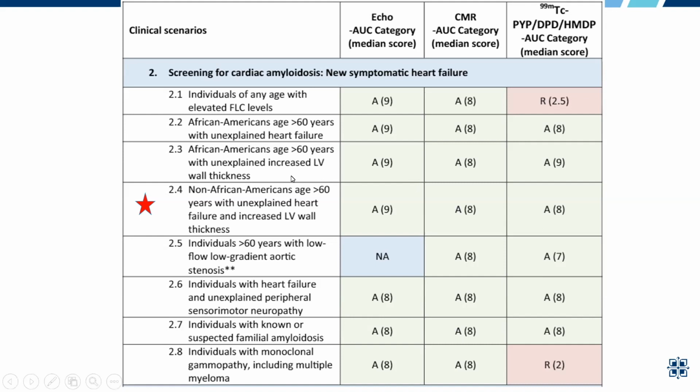For this patient we just saw, we have a non-African American over age 60 with unexplained heart failure and increased LV wall thickness. Here it would be appropriate to do an echo as well as a cardiac MRI and technetium bone scintigraphy. And that's what we'll be talking about for the rest of the talk.